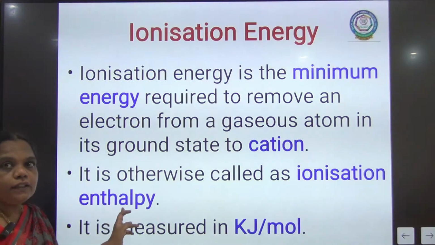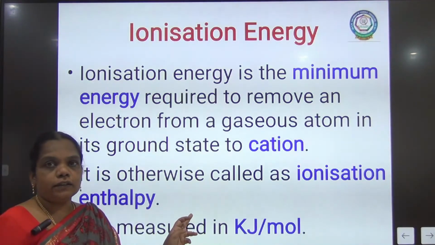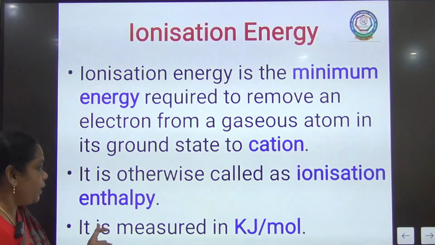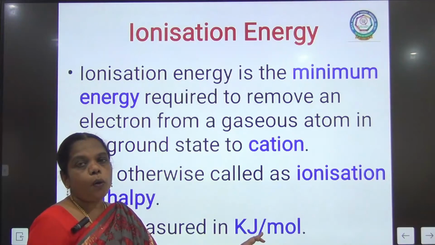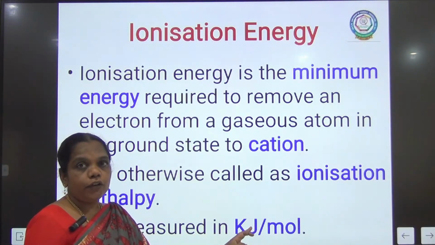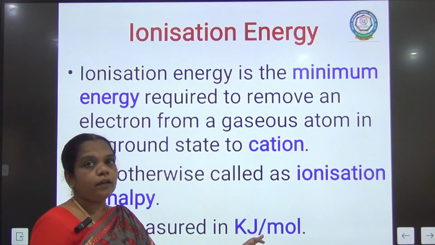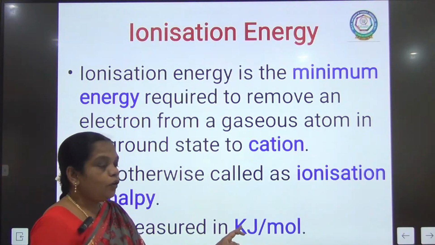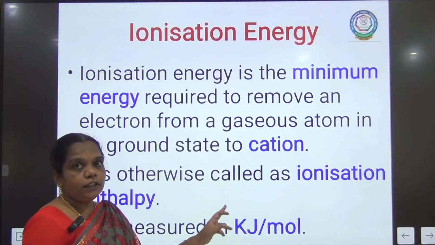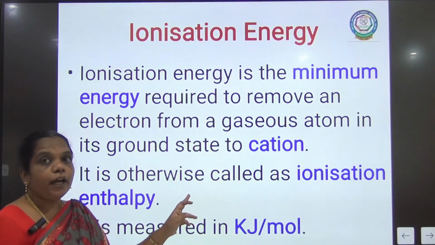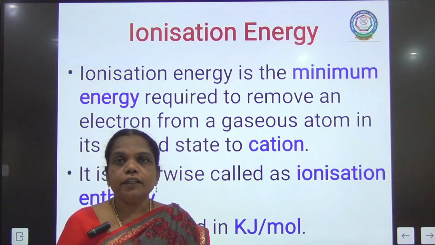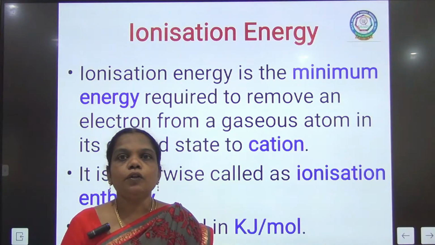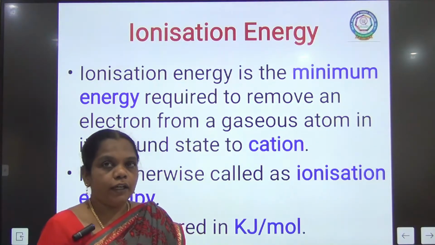The enthalpy is nothing but energy, and it can be expressed in the unit kilojoules per mole. That is, the energy required to remove 1 mole of electrons is given in kilojoules. So this is the definition for ionization energy. Ionization energy is nothing but the minimum energy required to remove a loosely bound electron.